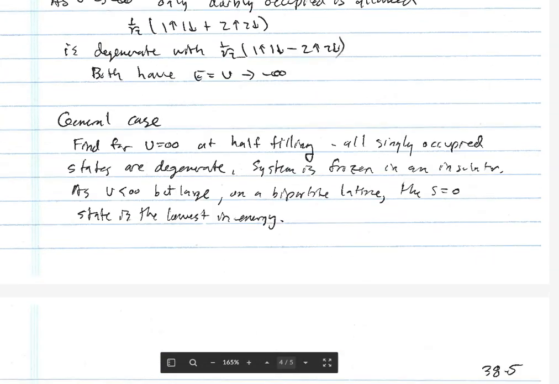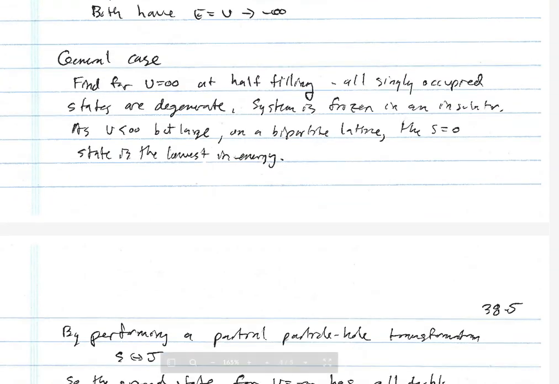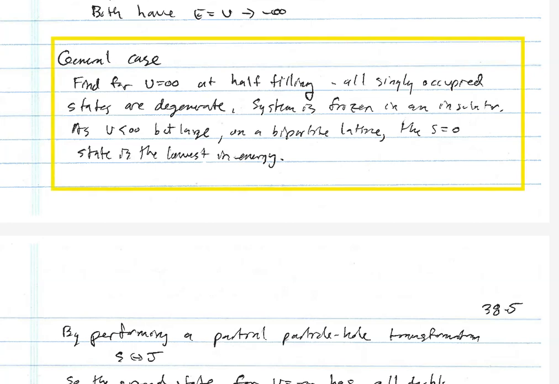All right, so we're going to now summarize for the general case. What we find is when U is equal to infinity at half filling, all singly occupied states are degenerate. The system is frozen in an insulator, as we had described earlier when we were talking about the Hubbard model. But as U becomes less than infinity but large on a bipartite lattice, the S equals 0 state is the lowest in energy.